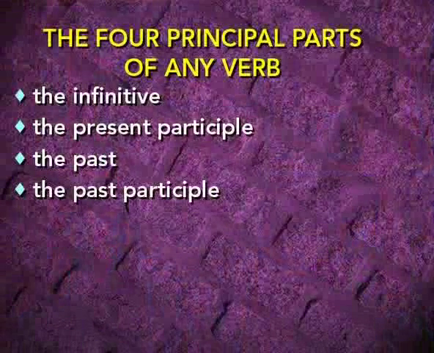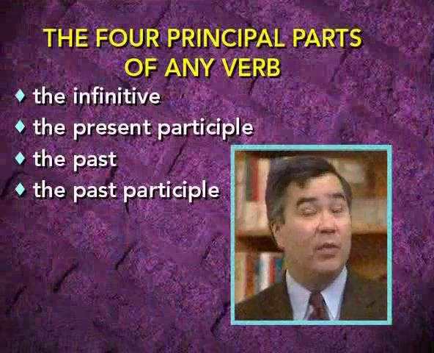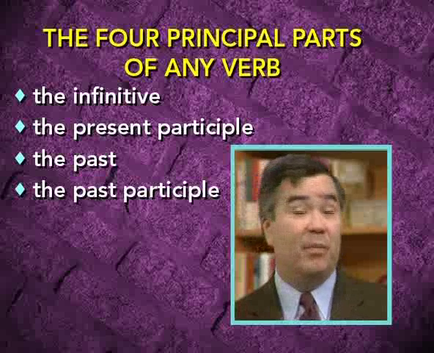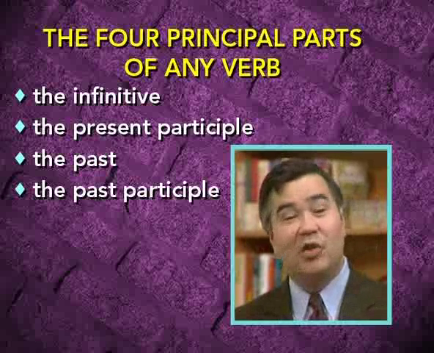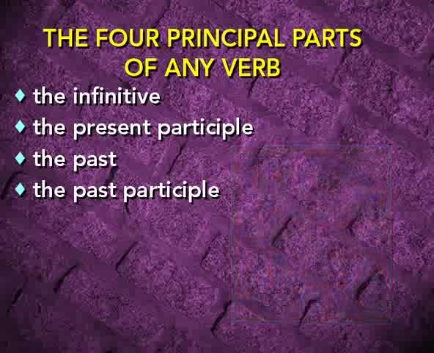So far in this program, we've talked about the 6 most important verb tenses in English. And we've seen that all 6 of those verb tenses are formed using the 4 principal parts of any verb. And remember, those 4 principal parts are the infinitive, the present participle, the past, and the past participle. Now, in this lesson, we're going to talk about one tricky element in English, which is the fact that not all verbs form their past and their past participle by simply adding ed to the basic form of the verb. It would be a simpler world if that were the case.